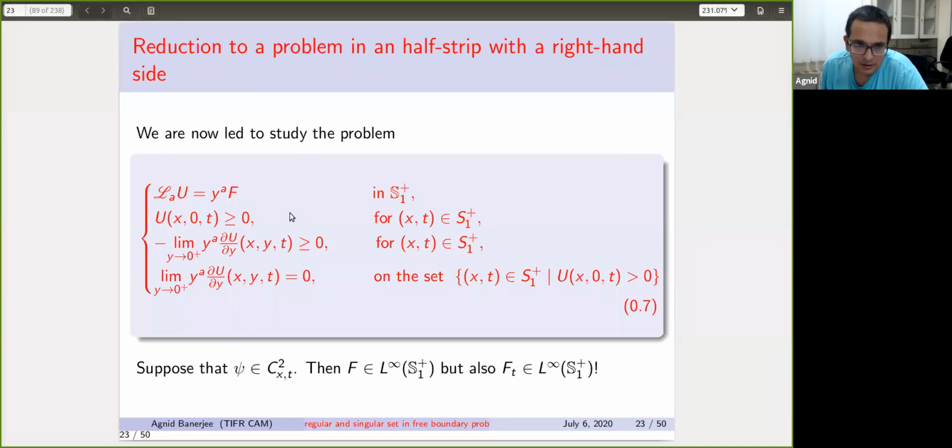And now it turns out that if you assume that the obstacle has good enough regularity in time, then that would in particular mean that this capital F has good enough regularity in time. And then you're able to observe that if you look at the time difference quotients, the positive and the negative parts of the time difference quotients are subsolutions with some right-hand side.